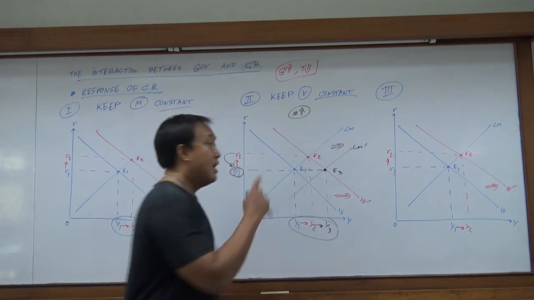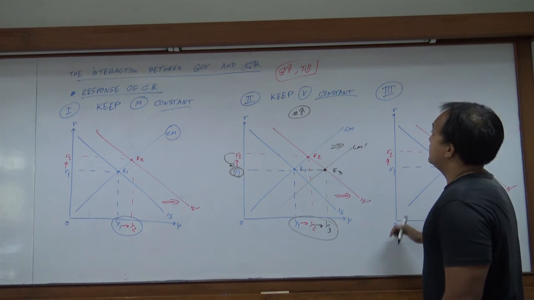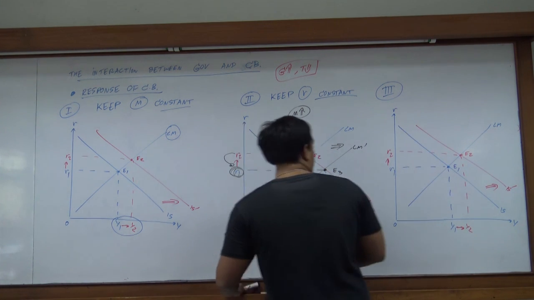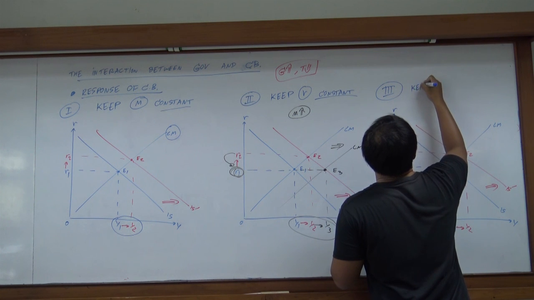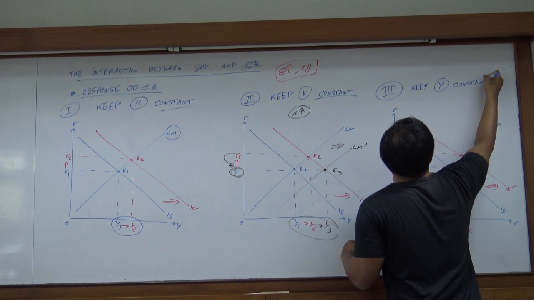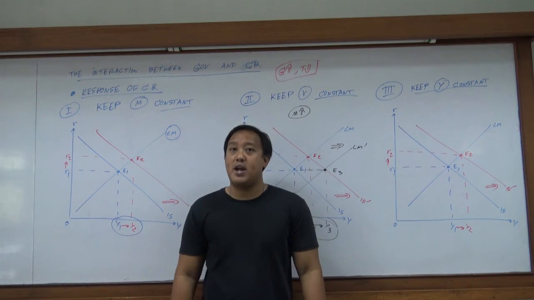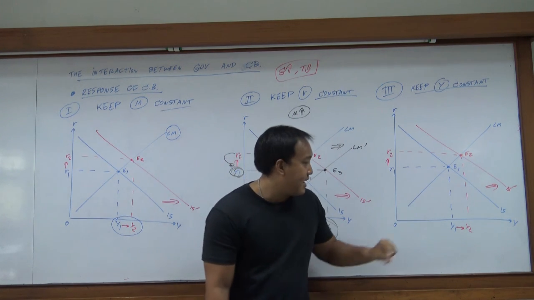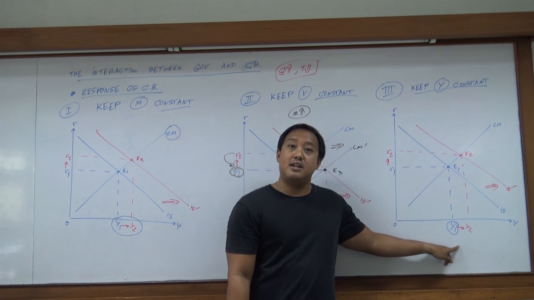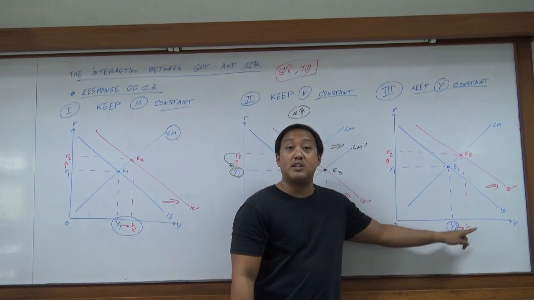Okay? Last one, number 3. The central bank can respond by trying to keep the GDP constant, keep Y constant. In this case, the central bank may be thinking that GDP here at Y1 is the best. It's not good to push the economy even more from Y1 to Y2.